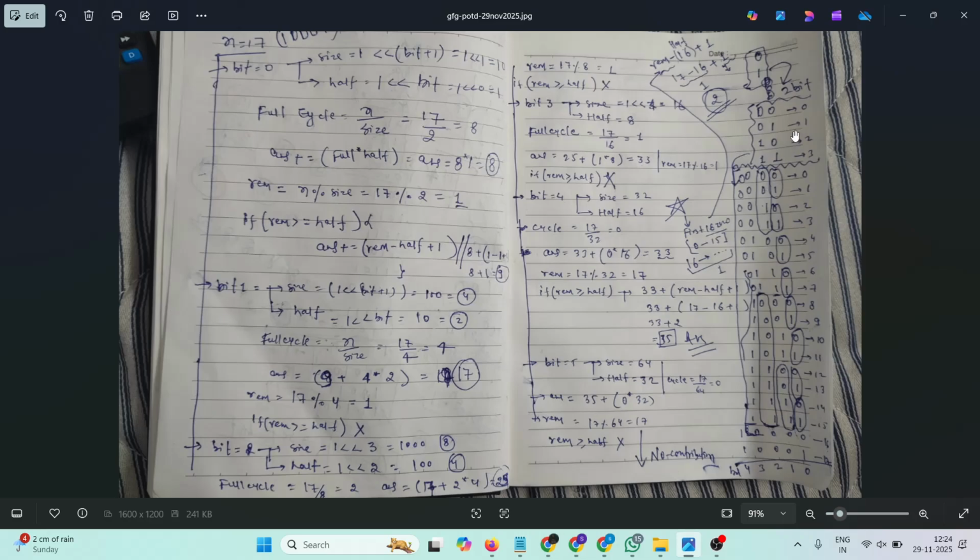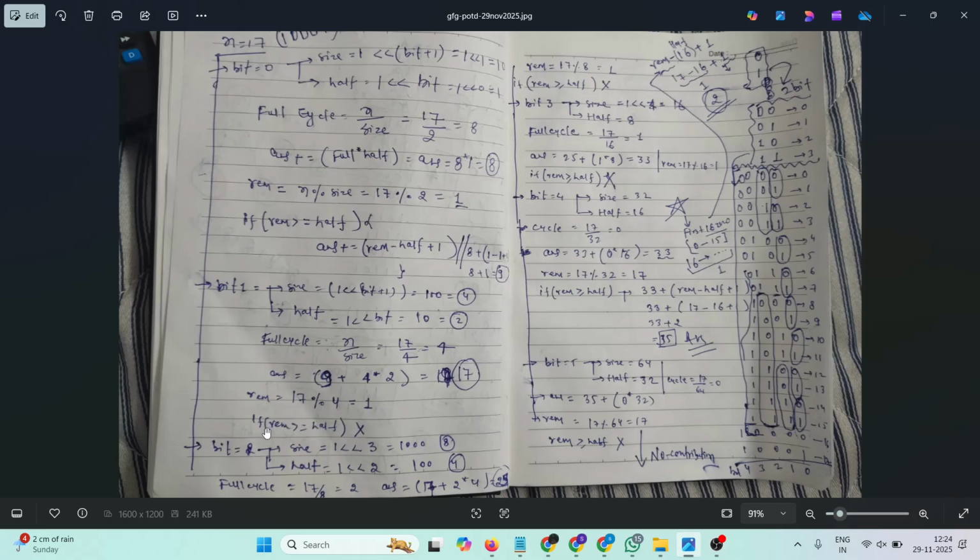Now when we come to bit 1, how many cycles are there? If we calculate 17 by 4, that means 4 cycles are there. And what is the size? Size is 4, so half becomes 2. So how much is it going to contribute? 4 into 2 is 8, and earlier 9 was there, so the total becomes 17. Now if we calculate the remainder, 17 modulus 4 equals 1.